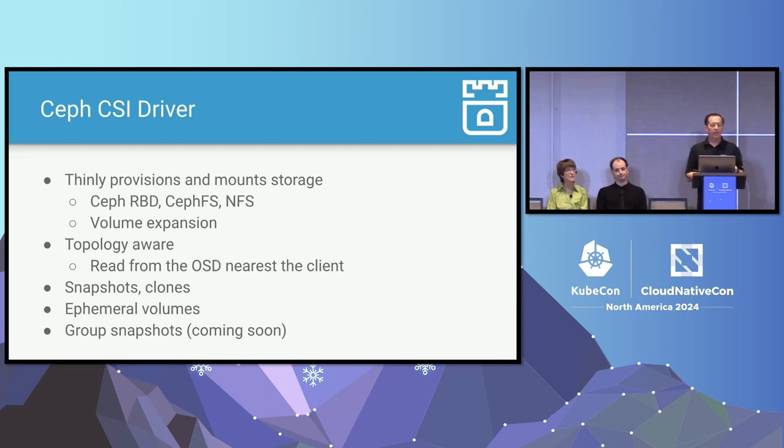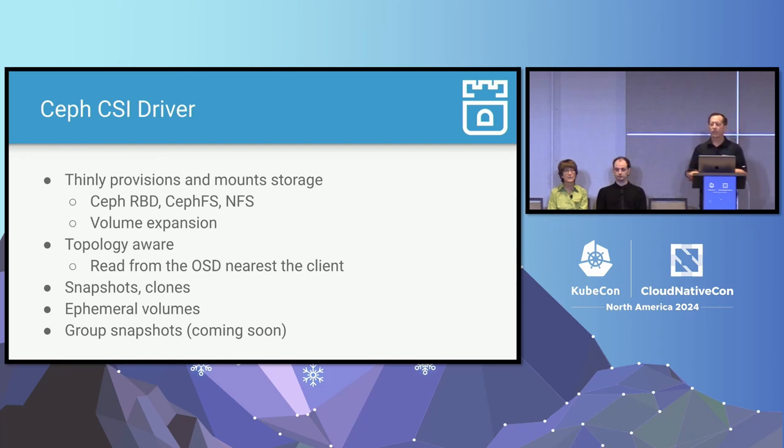So what does the CSI driver provide? Whenever you provision a volume in Ceph, you get a thinly provisioned volume, meaning you can tell it a size, and the size can grow. You can expand the volume. They're very dynamic that way. As the Ceph cluster runs low on space, you can add more storage to Ceph itself. The CSI driver is topology aware, so if you have AZs, you can read the data from the nearest client. And then what you consider standard CSI behavior with snapshots and cloning, and dealing with provisioning ephemeral volumes.